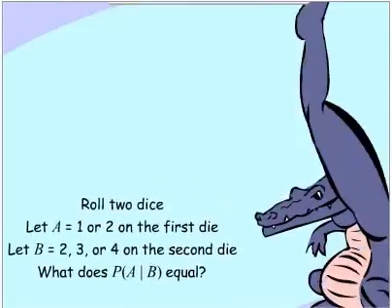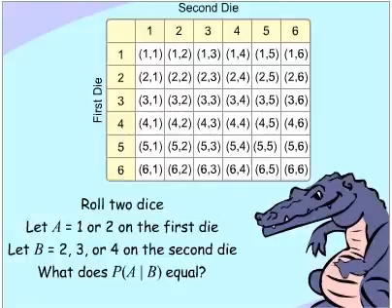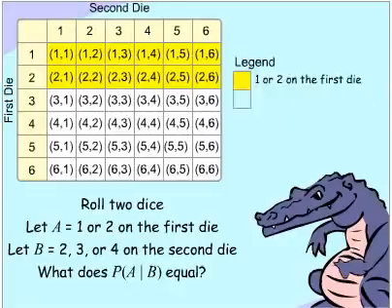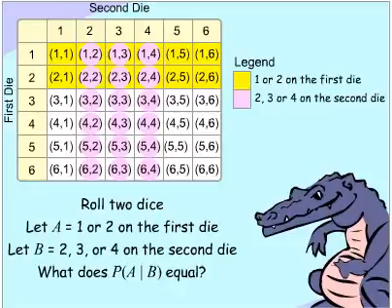We'll set up our sample space with the first die on the left and the second die across the top. Entries in the table are of the form first die, second die. These cells represent the events 1 or 2 on the first die. And these cells represent the event 2, 3, or 4 on the second die. This is our given. Of these outcomes, these cells represent the ones with a 1 or a 2 on the first die.